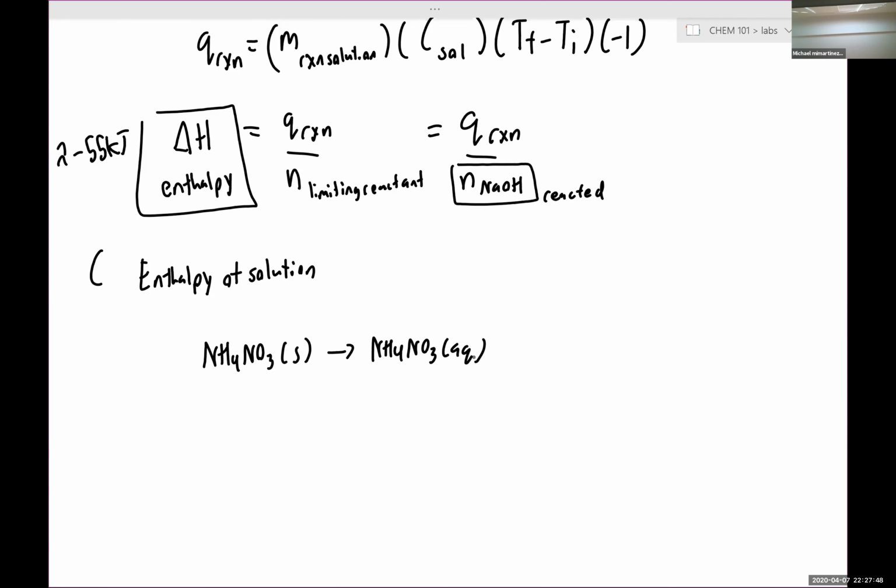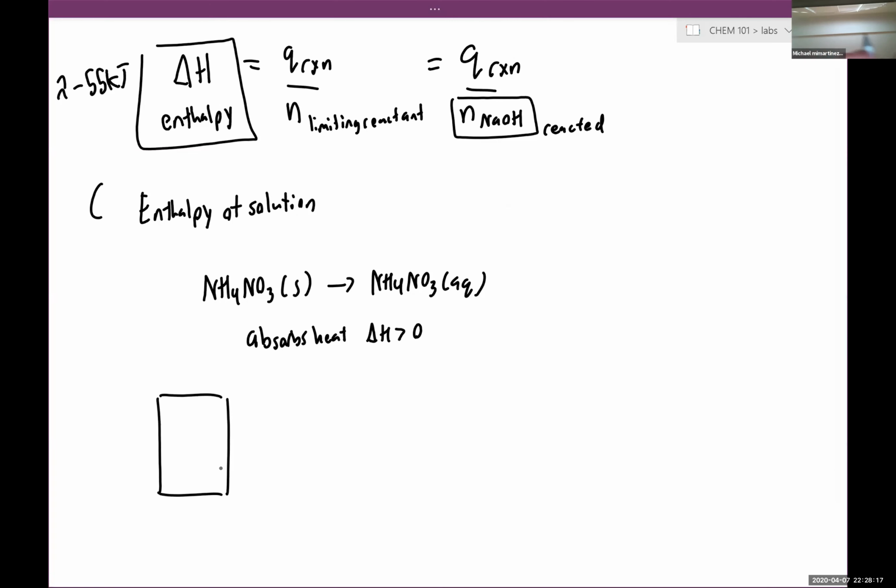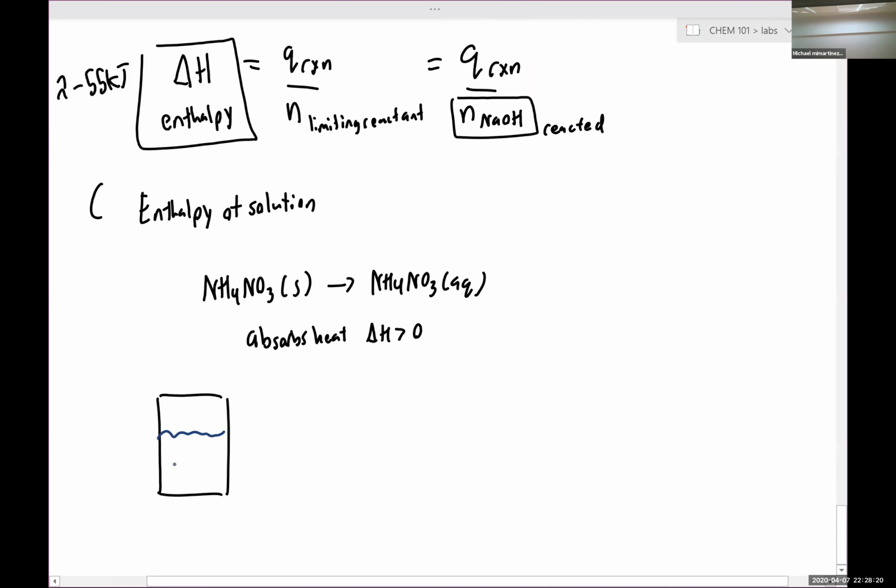And we know that when you crush a cold pack, instantly, the water inside the cold pack decreases in temperature. So as ammonium nitrate dissolves, this process absorbs heat. The delta H is greater than 0. So we're going to measure the enthalpy of solution for a range of compounds. And the way that we're going to do that is we're going to take a sample of water at a temperature initial, T initial.